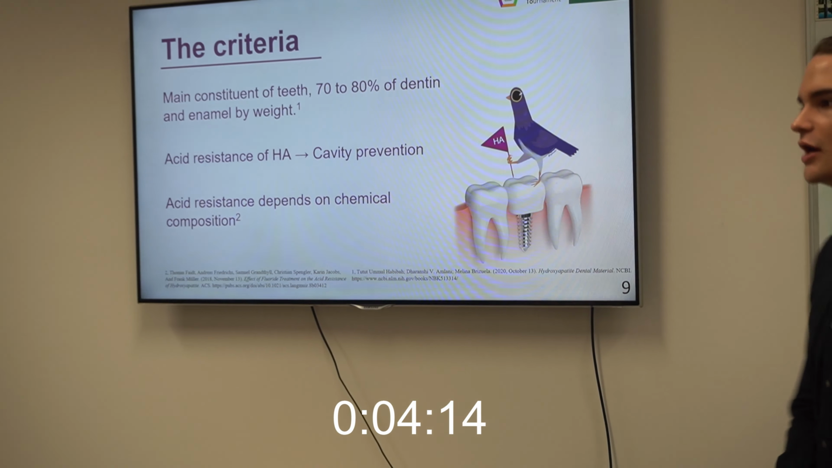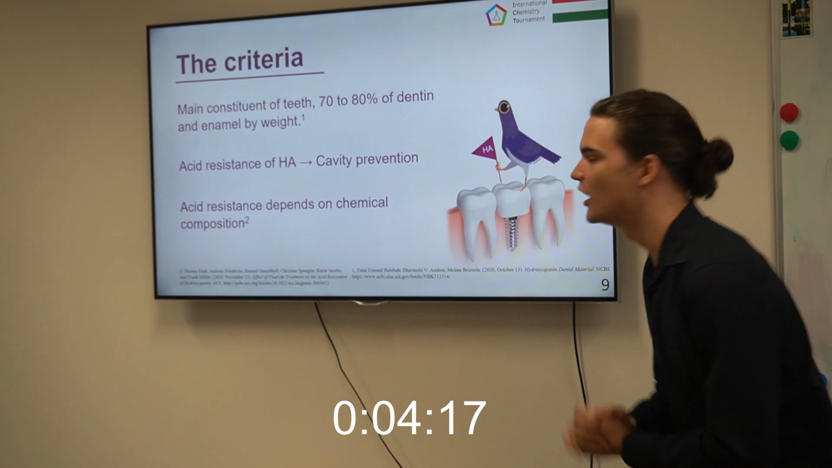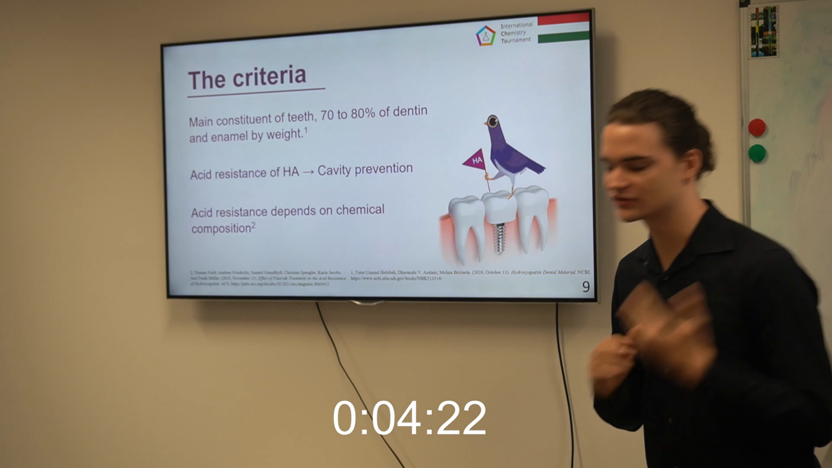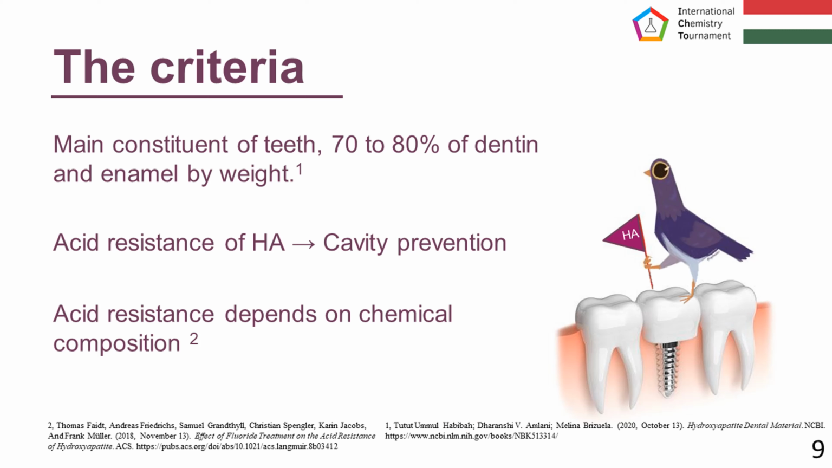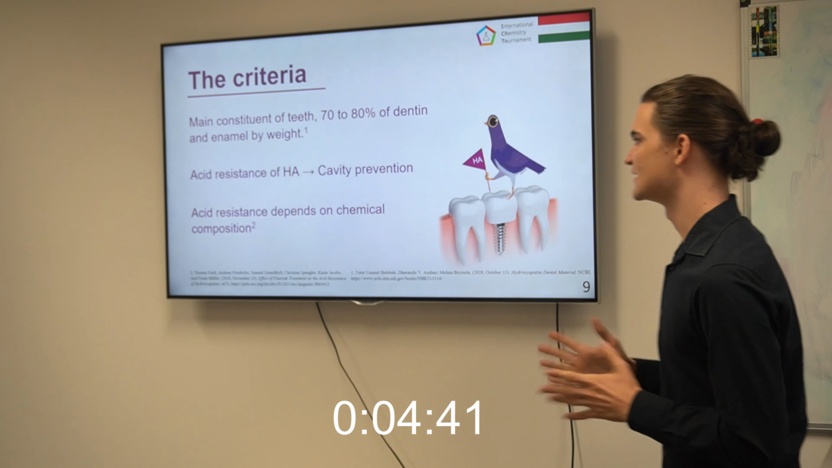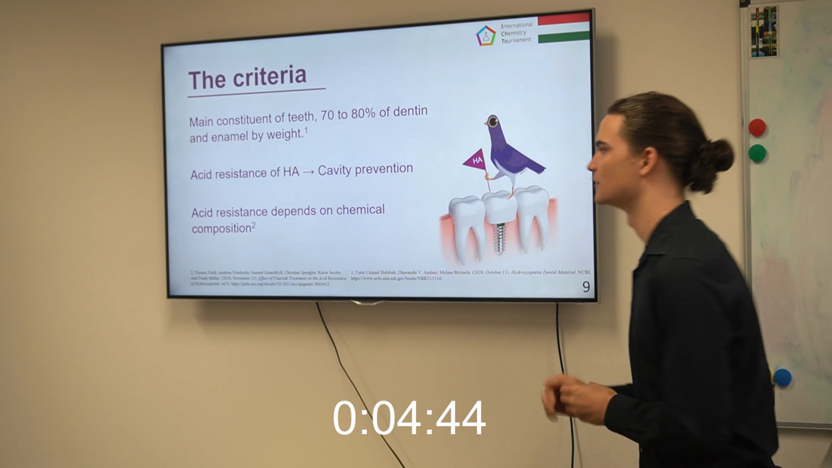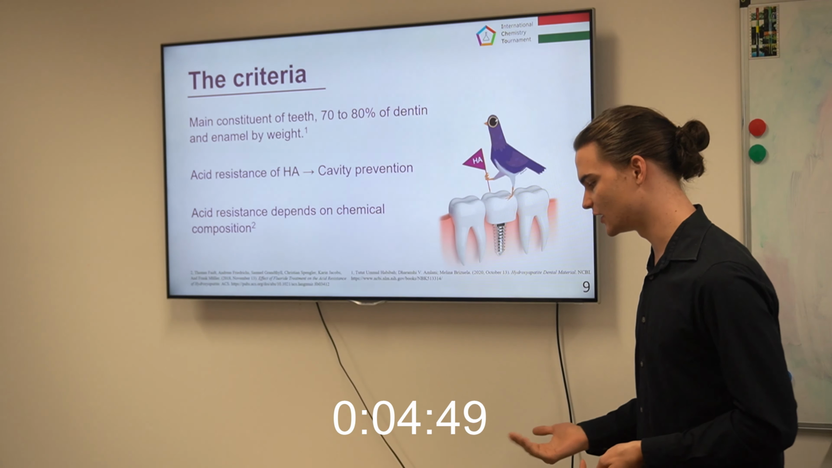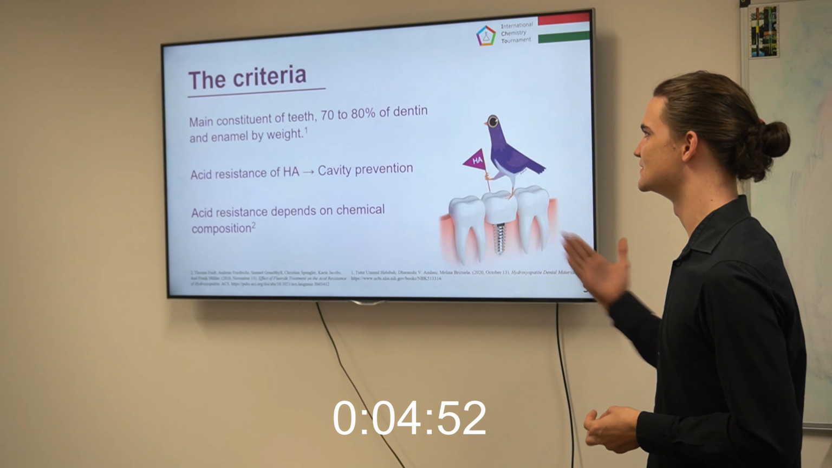And now comes the criteria on which we wish to select. Hydroxyapatite is the main constituent of teeth. And therefore, acid resistance of hydroxyapatite is a highly advantageous trait because it can prevent cavity formation, and acid resistance does depend on the chemical composition of hydroxyapatite. So we can use this criteria.